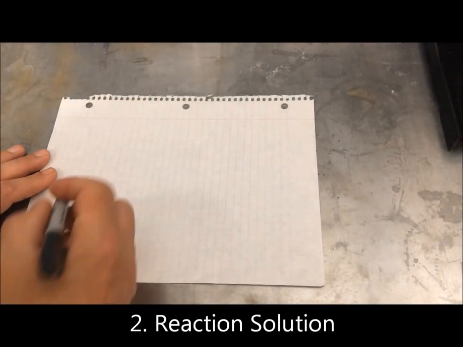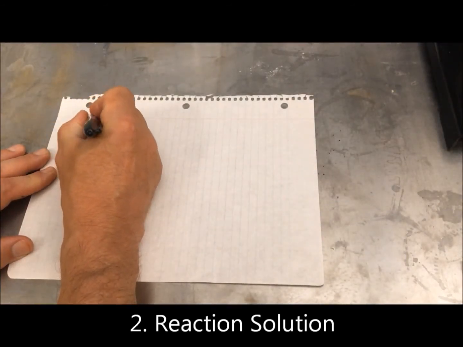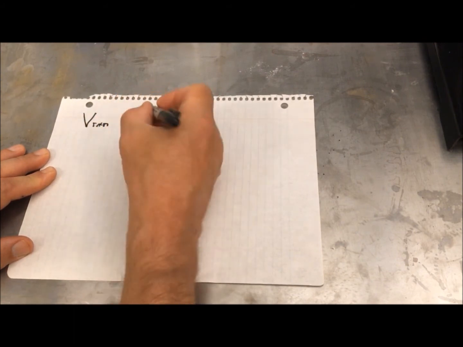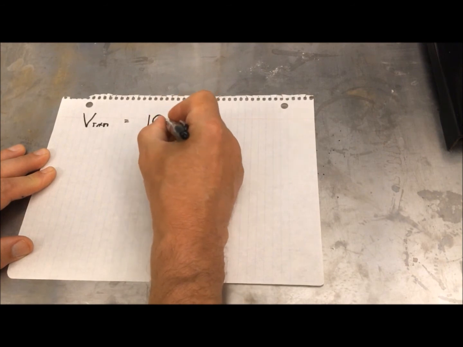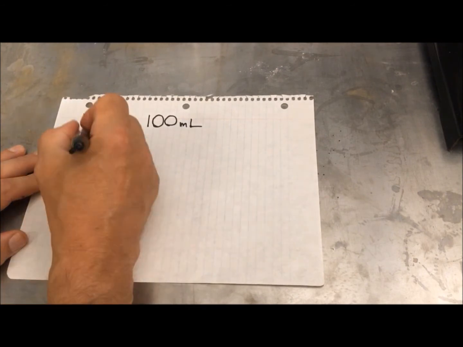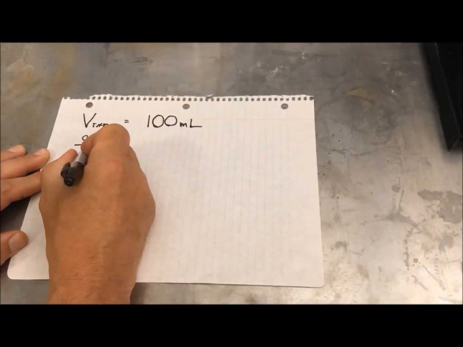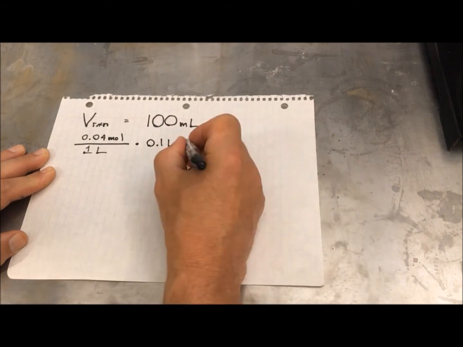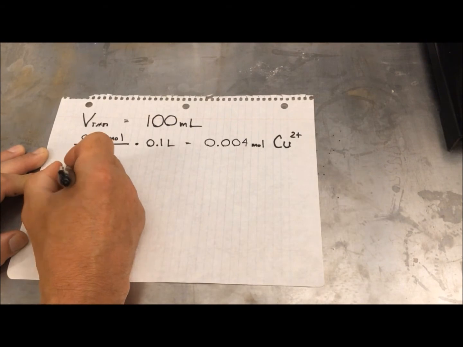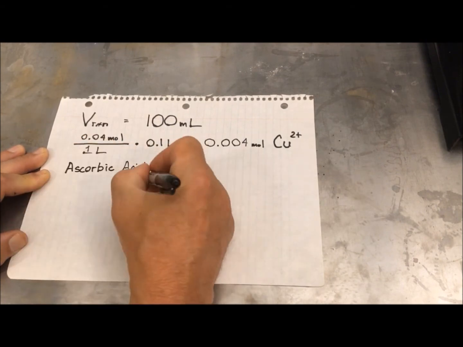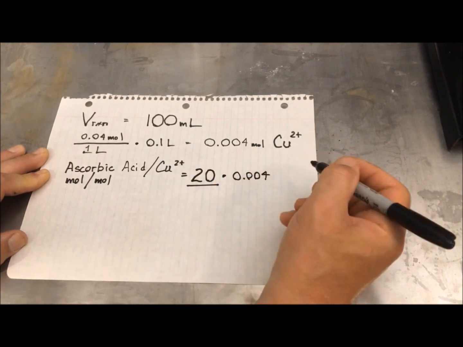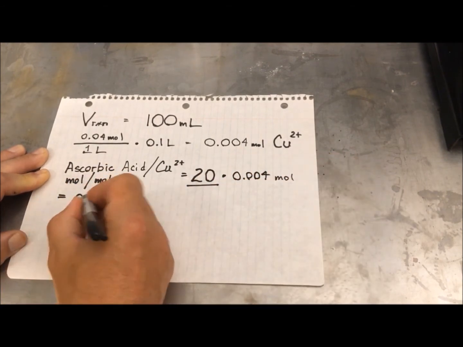Next we'll figure out our reaction solution. The volume of the solution is arbitrary. It just depends on how much product you want at the end, as are the absolute concentrations of the reagents. What's important is the mole ratios of copper 2 plus ions to the reducing agent as well as the capping agent. So it's best to start out with the copper salt and determine the number of moles you'll have in solution. I'm using 100 milliliters of the stock solution, so that'll give us 4 millimoles.